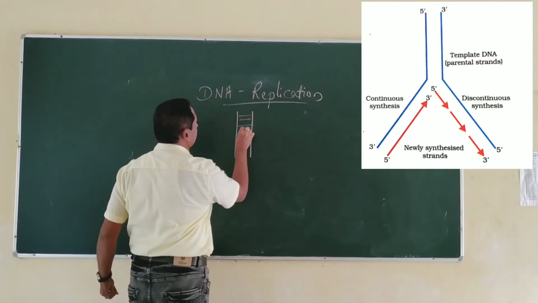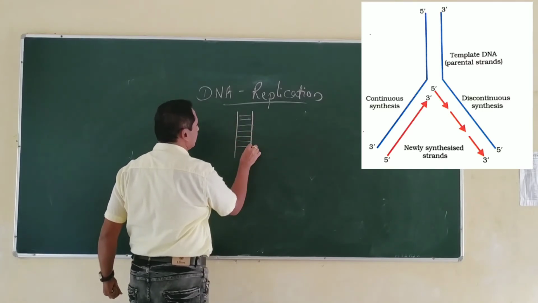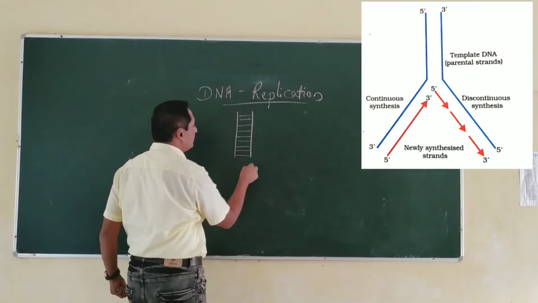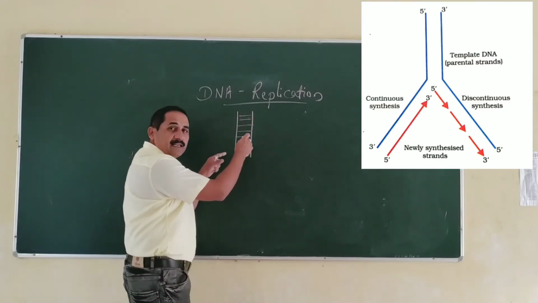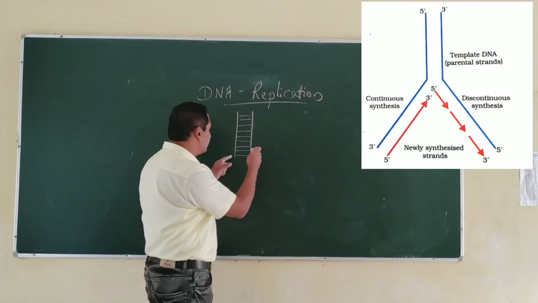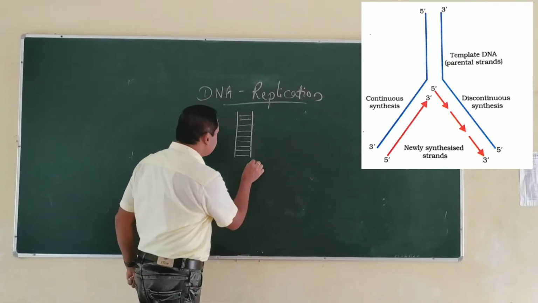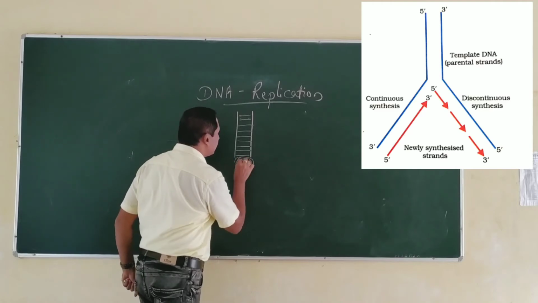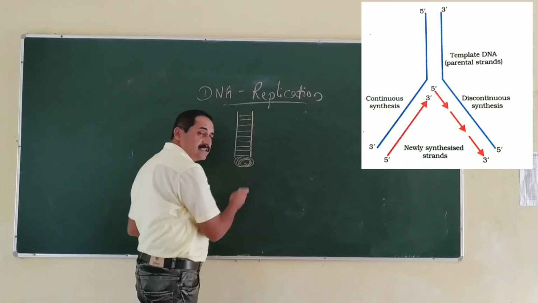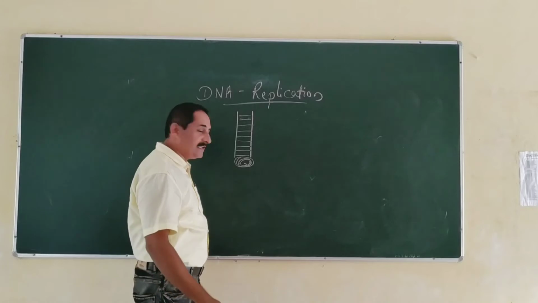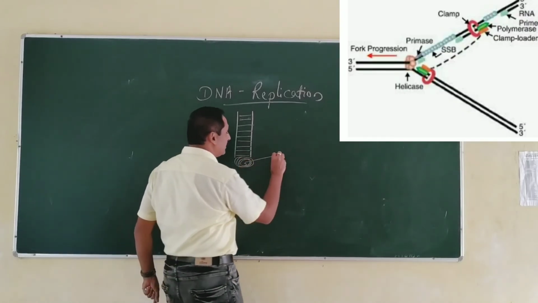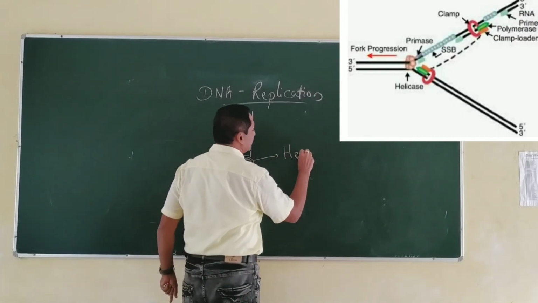In the double-stranded DNA, there is a specific point or region where DNA replication starts, which is identified by a specific protein. An enzyme called helicase breaks the hydrogen bonds of the double-stranded DNA. This enzyme is called helicase.